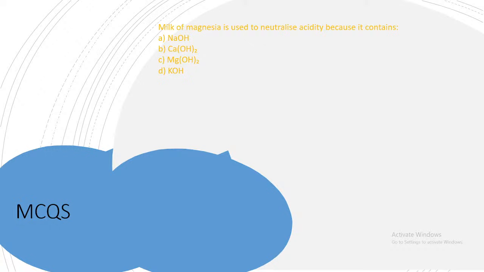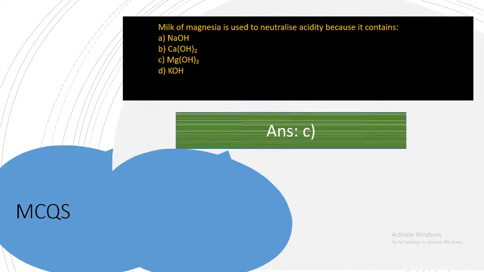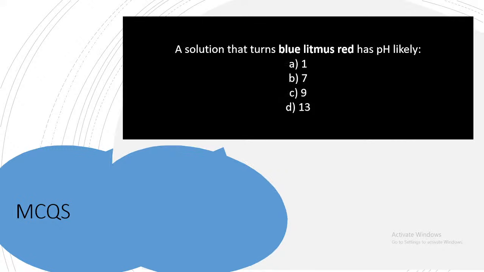Okay, so let's see. Milk of magnesia answer will be magnesium hydroxide, that is option C. So those who have written C, that is correct. Why? Because the name itself says magnesia. Magnesia comes from the word magnesium. So out of these four, there should be magnesium, right? Magnesium hydroxide is a base, so obviously OH should be there. So milk of magnesia contains magnesium hydroxide. Okay, let's move to the next one.